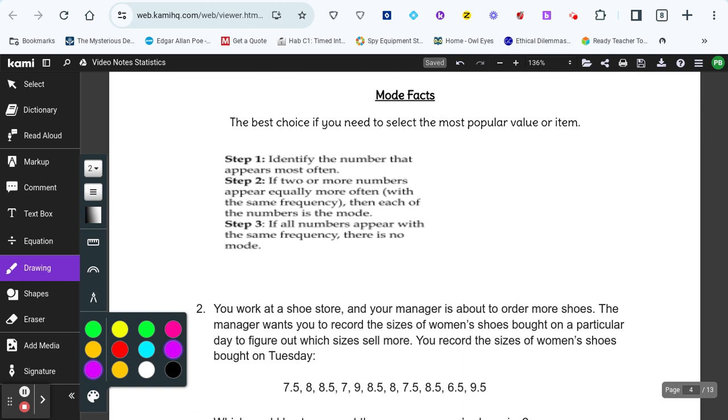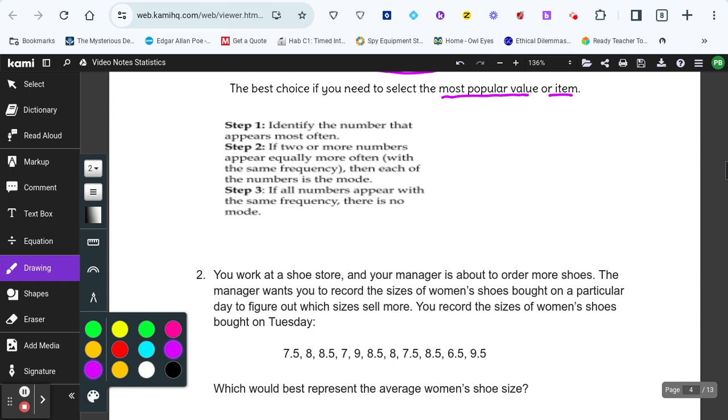All right, so the best choice if you need to select the most popular value. So when it comes to most popular or favorite, go with mode. So you can identify the number that appears most often. If two or more numbers appear equally often, with the same frequency, then each of the numbers is the mode. So you can have more than one mode.